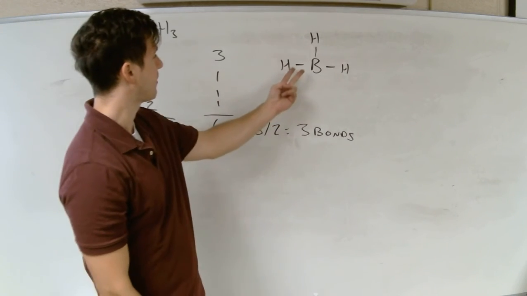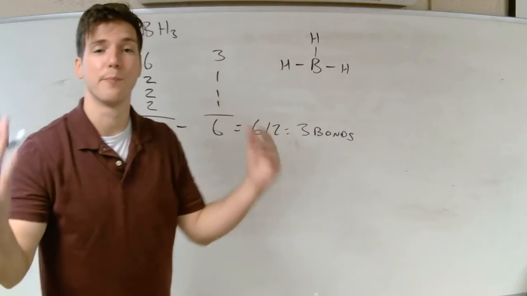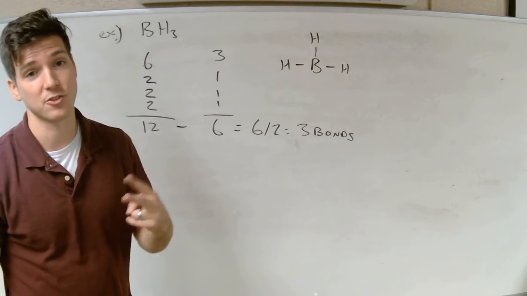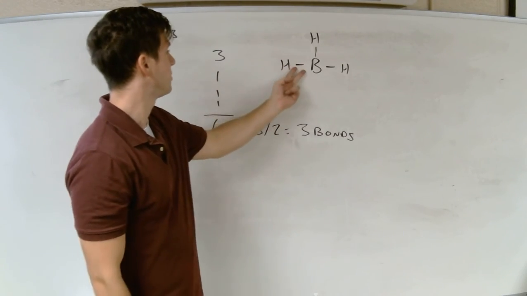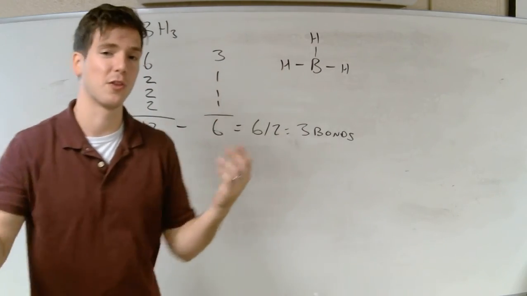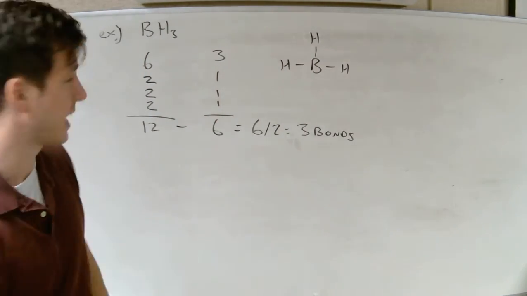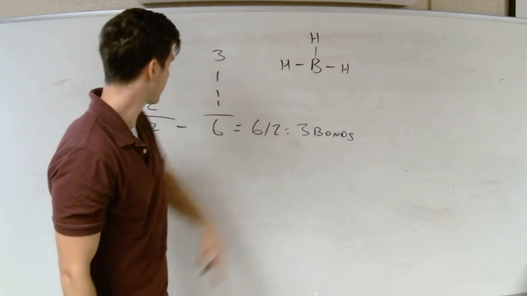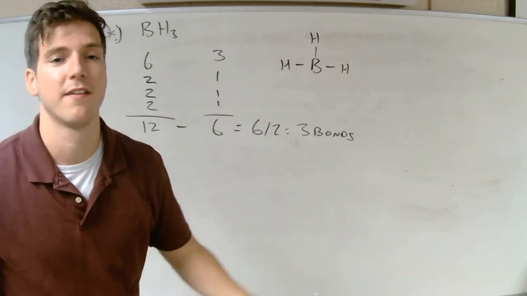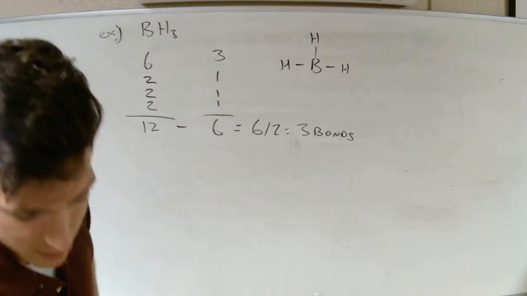Well, right now it's surrounded by 2, 4, 6. Boron is happy. Remember, hydrogen only likes to be surrounded by 2. All those hydrogens are happy. And by the way, if we count up all our electrons, 2, 4, 6, it already matches our valence electrons.